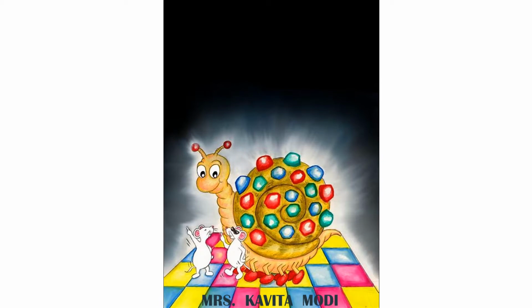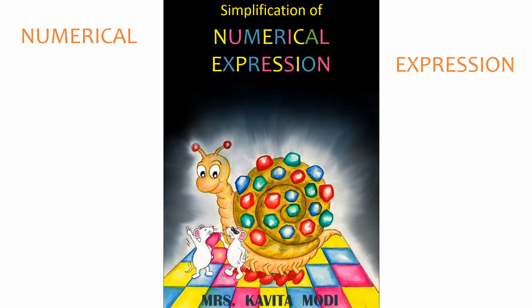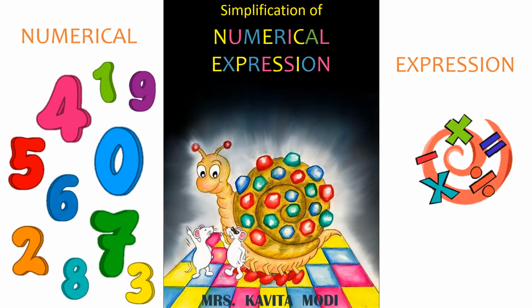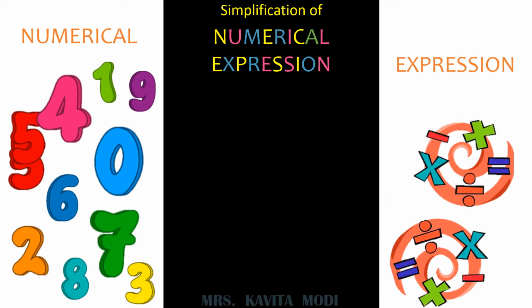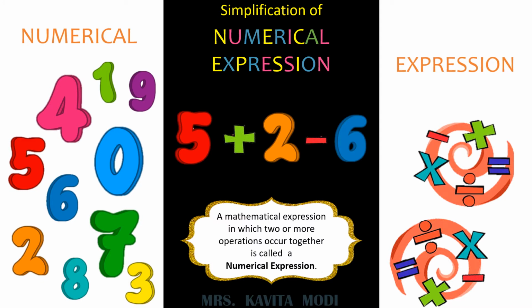Today we are going to start a new chapter, Simplification of Numerical Expressions. What is a numerical expression? The term numerical expression is made up of two words, numerical plus expression. Numerical means numbers and expression means numerical symbols. A numerical expression in maths can be a combination of numbers, integers, combined using mathematical operations such as addition, subtraction, multiplication or division. That means a mathematical expression in which two or more operations occur together is called a numerical expression.